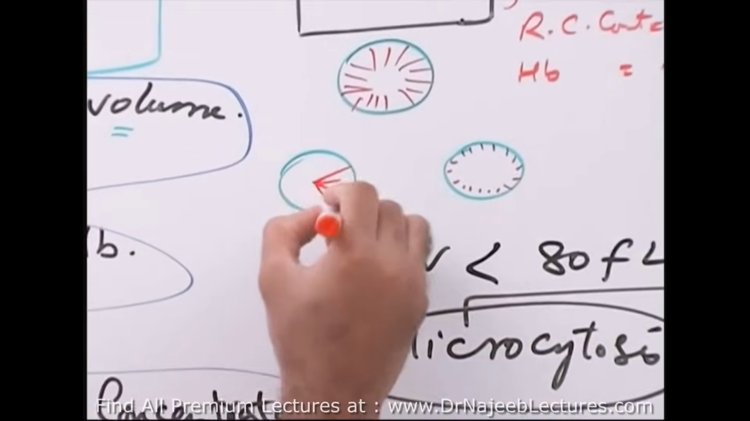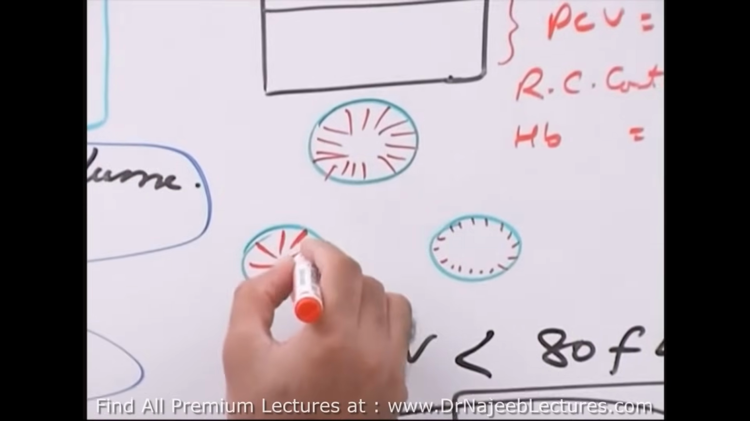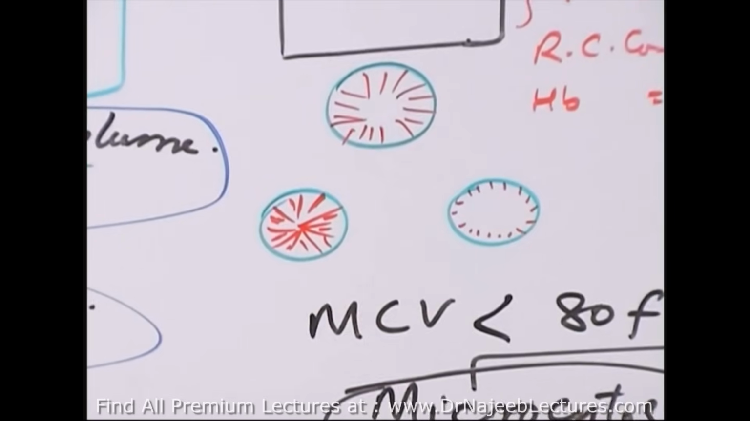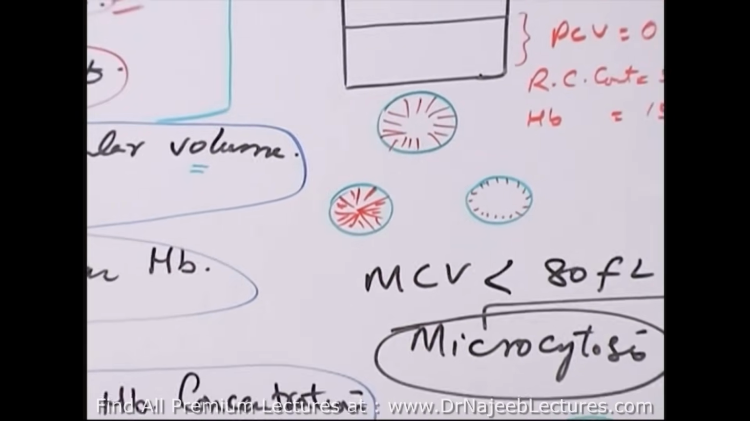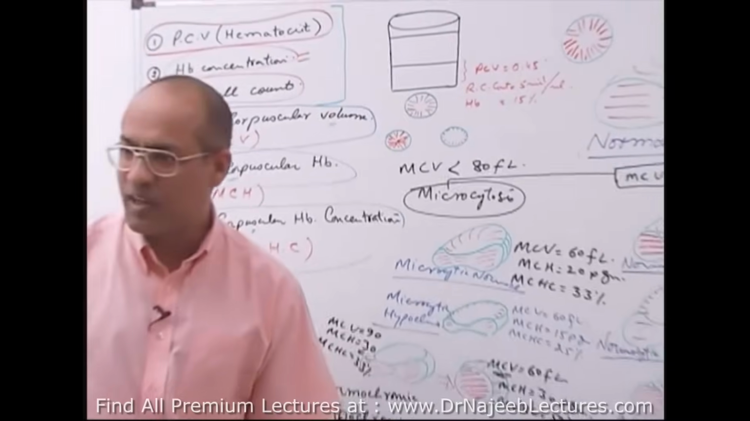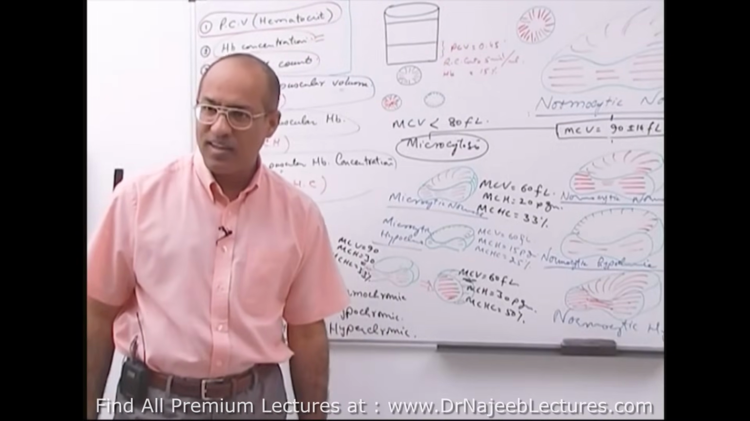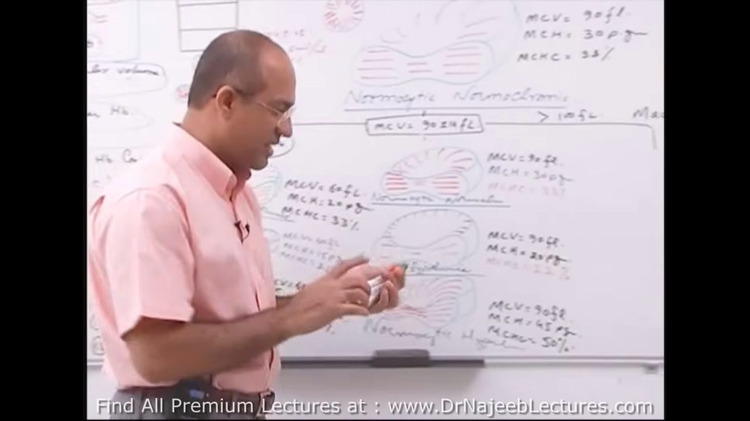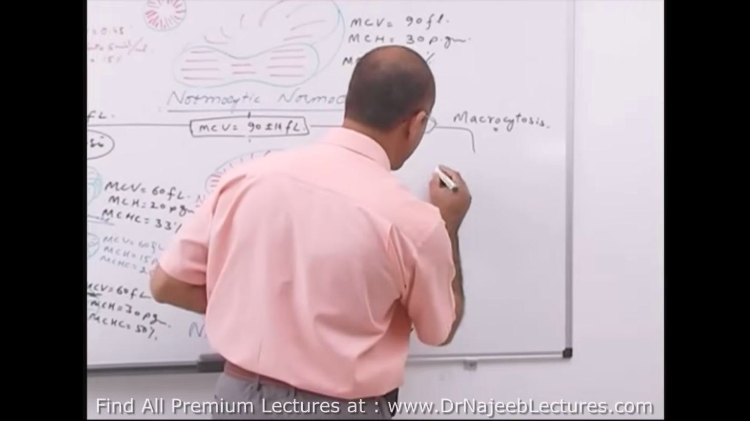And here you don't see any central pallor. This is hyperchromic. So what is this RBC? Microcytic hyperchromic. Now we come to another side and discuss. These are larger RBCs.